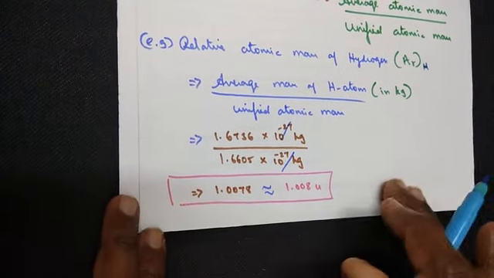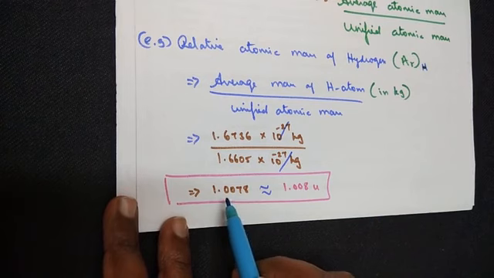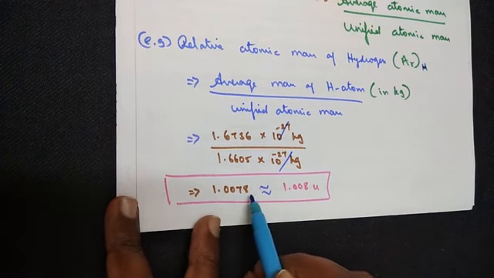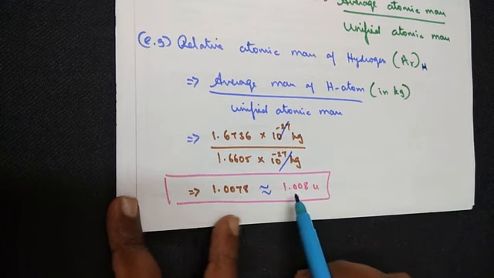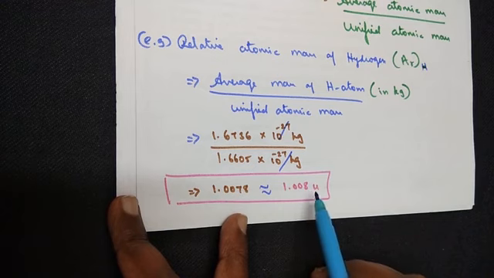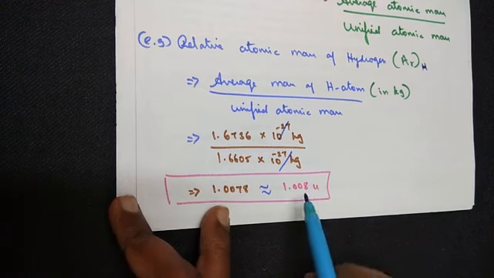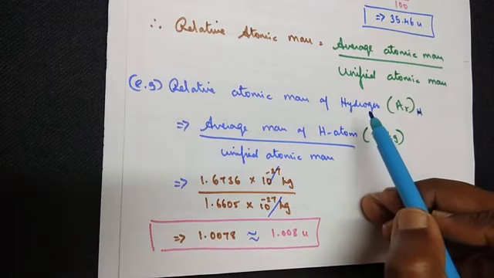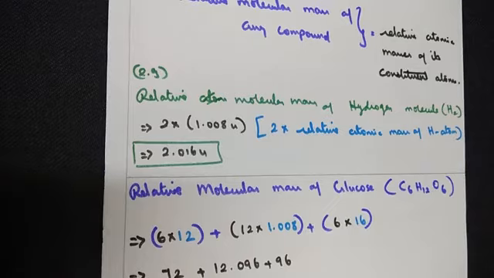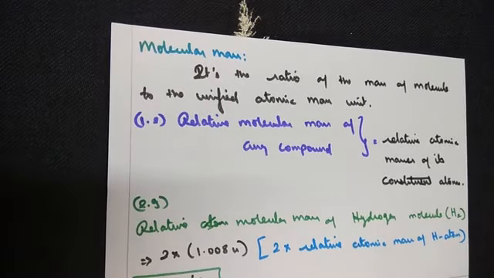Finally, when we do the calculation, the answer comes up to be 1.0078. Since it's more than 5, we can add one to the previous number. It can be represented as 1.008 U. So this is how we calculate the relative atomic mass of a given atom or element. The next concept will be calculating the molecular mass.